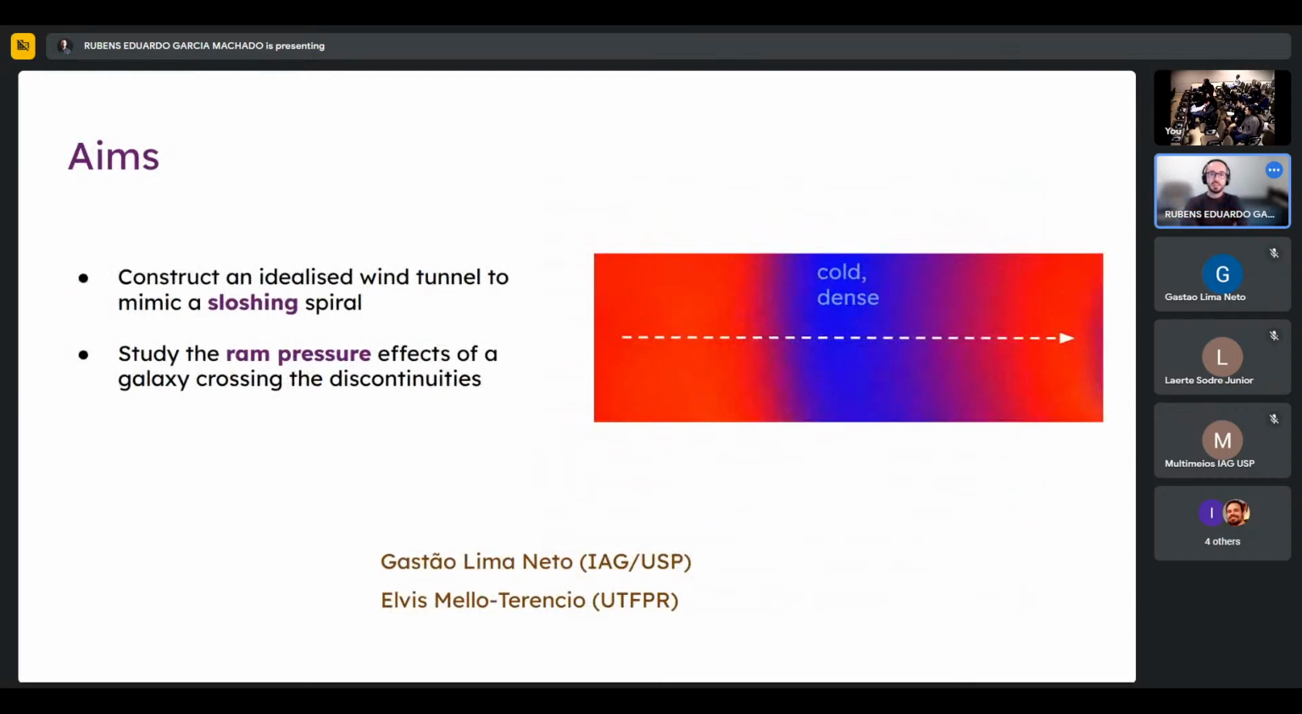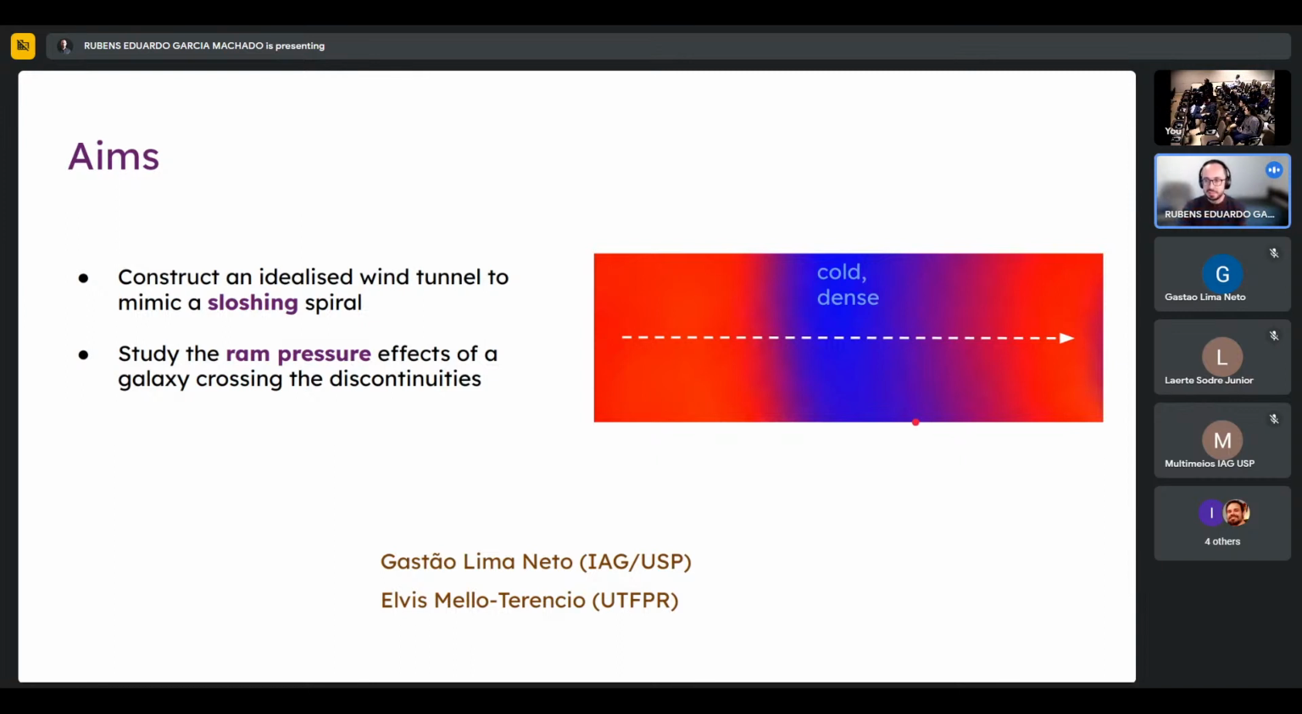So this is our setup. The aim of this work that we have been doing lately is to construct an idealized wind tunnel that approximately mimics this structure, the structure of density and temperature that resembles a sloshing spiral. In other words, we need part of the gas in this box representing the hot, low density, unperturbed intercluster medium. And then there is a discontinuity that leads into a region of dense, cold gas, and then another discontinuity, which then brings the galaxy back to the unperturbed gas outside of the sloshing spiral. So this blue region here would represent the sloshing spiral.